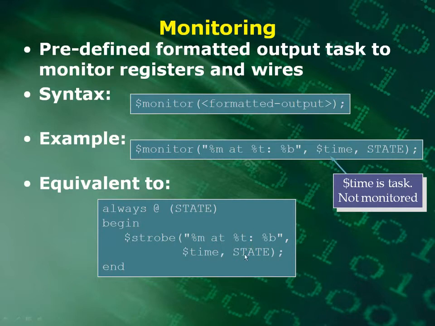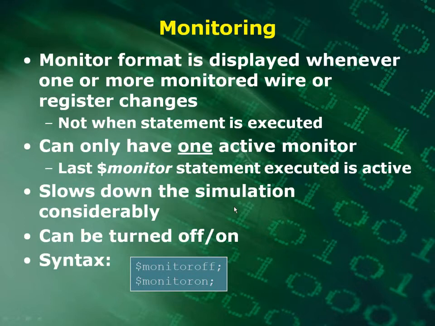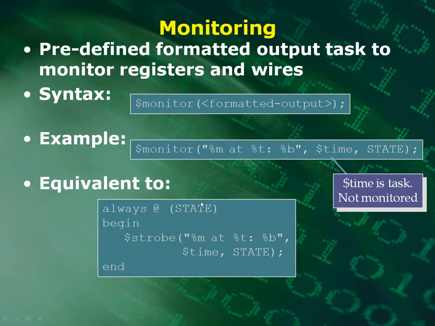Okay, and it's the same as using the strobe statement. And remember, the strobe doesn't print when it's executed. It actually waits until the end of the current time step, when all the calculations have finished, everything's stable, just before it increments the time. The monitor format is displayed whenever one or more monitored wires or registers change, not when the statement is executed. That's what we're talking about here, the change, and not when the statement's executed, because it's a strobe.